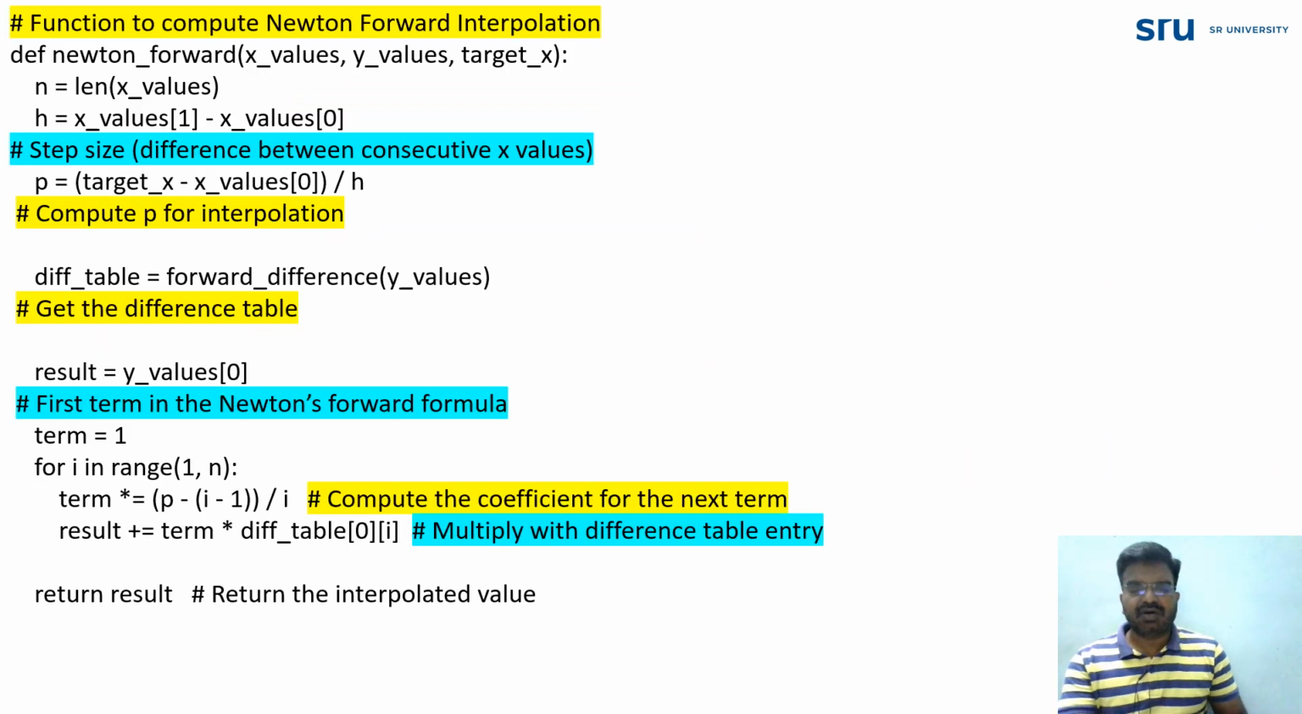In this next part of the code, we use forward differences in Newton's forward interpolation formula and we calculate the required value. Now I will explain each and every line of this part.